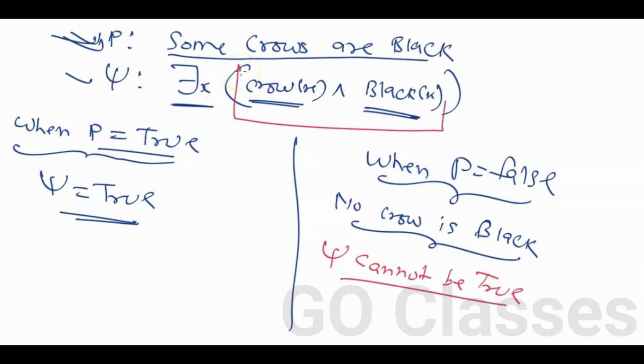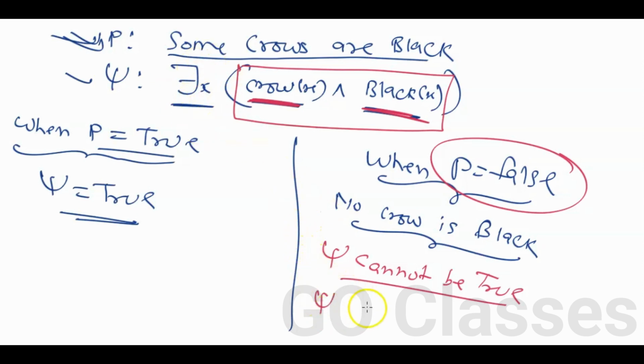Psi will be true when for some element this is true. For some element this must be true. And for some element, how will this be true? This will be true when this is true and this is true. So psi will be true when for some element, that element should be a crow and it should be black. But when P is false, it means no crow is black. So this internal expression cannot be true for anyone. So this existential quantifier will become false. So I can say that psi is also false. So this is the proof.